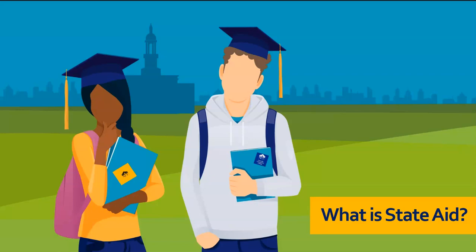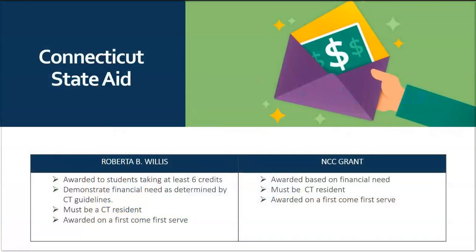We just covered what is considered federal funding, which comes from the federal government. Now we will go over what is state aid. The Connecticut state aid that is currently offered is the Roberta B. Willis and the NCC grant.